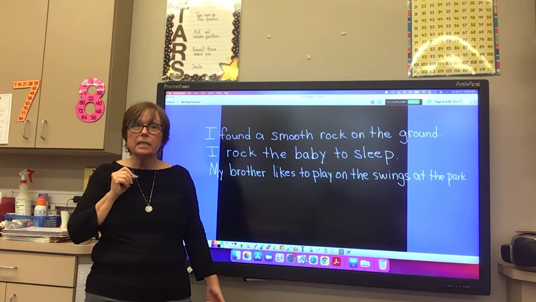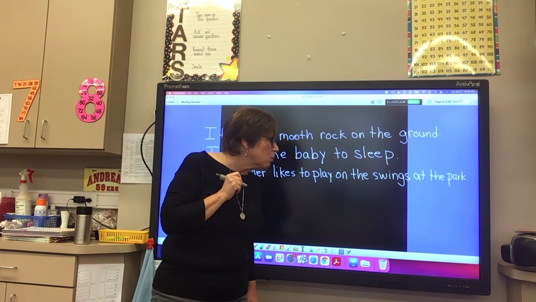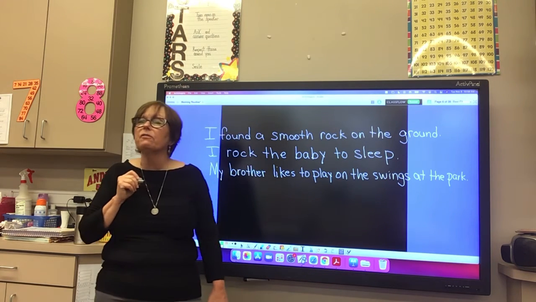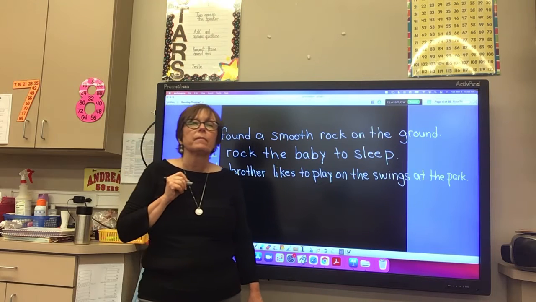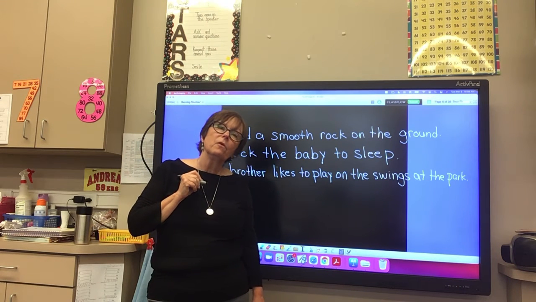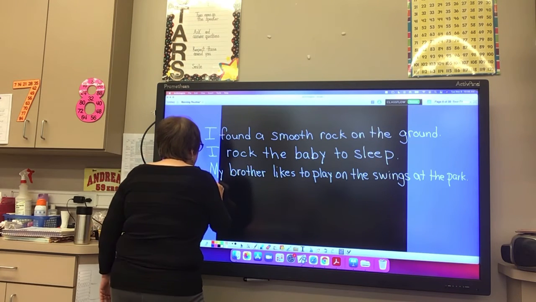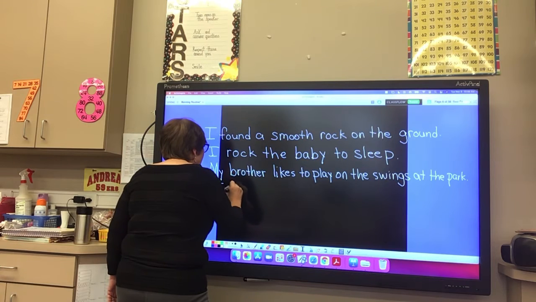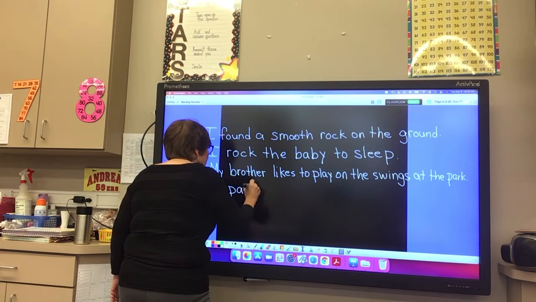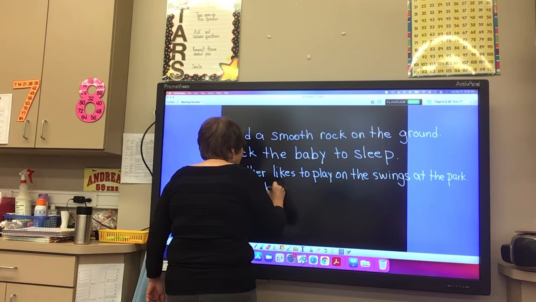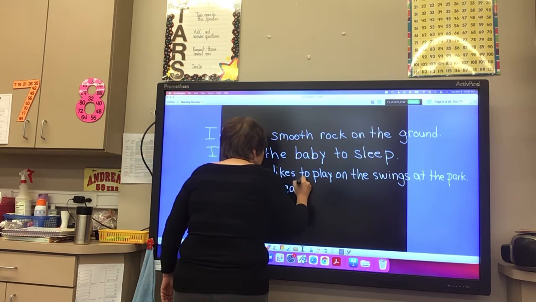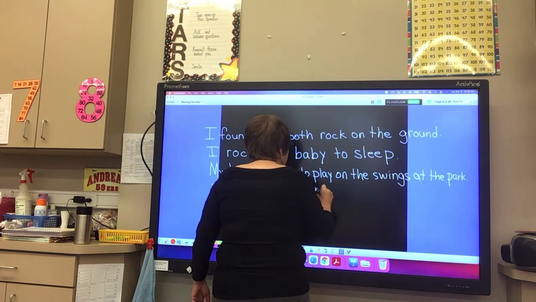Now, our second definition is to leave in one place for a period of time. Sophie? I parked the car on the side of the street. Good. You did? I parked. You don't drive. I parked the car on the side of the street.